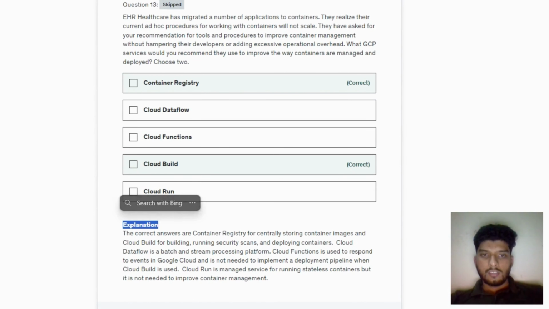The correct answers are Container Registry for centrally storing the container images and Cloud Build for building, running security scans and deploying containers. Cloud Dataflow is a batch and stream processing platform. Cloud Functions is used to respond to events in Google Cloud and is not needed to implement a deployment pipeline when Cloud Build is used. And Cloud Run is a managed service for running stateless containers, but it is not needed to improve container management.